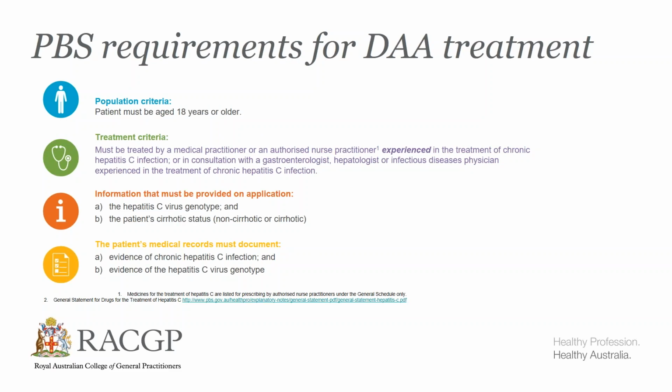So you can see that patients must be over 18, treated by a doctor experienced, where you can treat and gain experience along the way, as we have discussed in previous webinars. There's the information you must provide on your application, the genotype of Hep C and their serotic status, and in this case he is non-serotic. And you must document in your medical records evidence of chronic hepatitis C infection, which we have, and evidence of the genotype. So it's pretty straightforward.